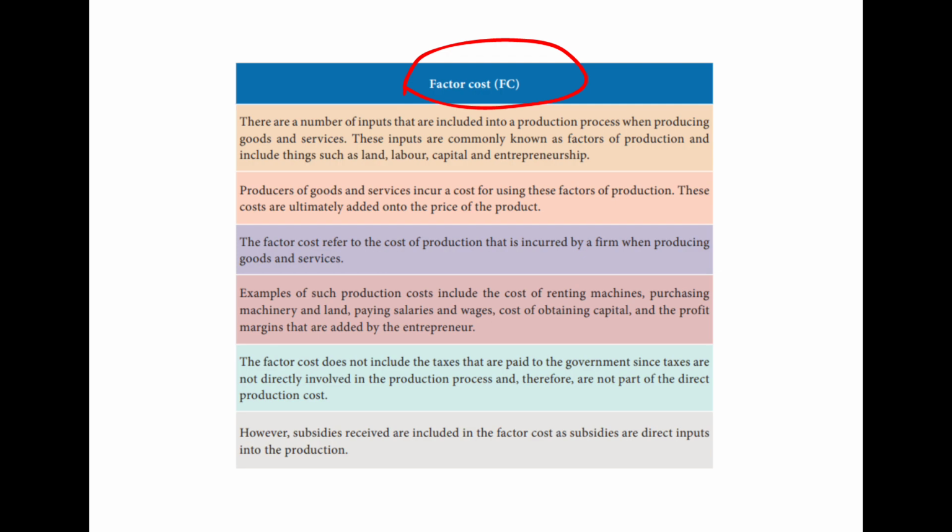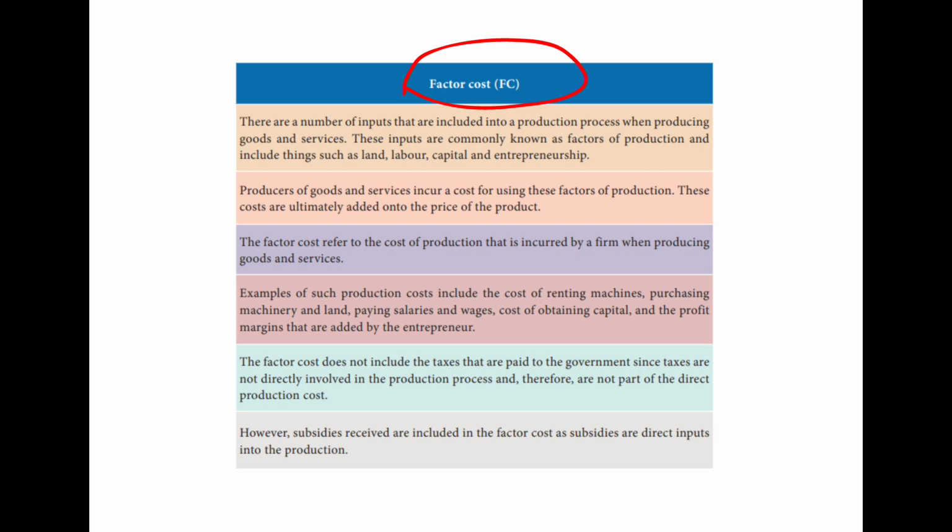For example, machines are there. You want to purchase a machine. You want to purchase land. You have to give away wages or salaries. You have to give interest for the capital that you have borrowed. All this has to be taken into consideration as factor cost.